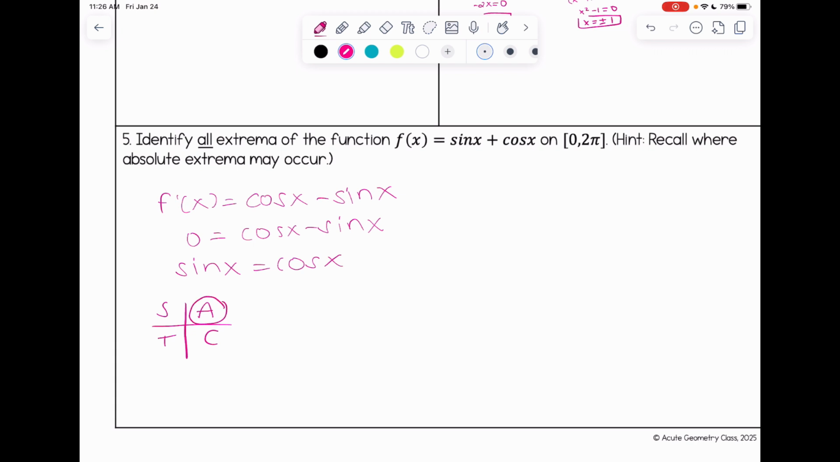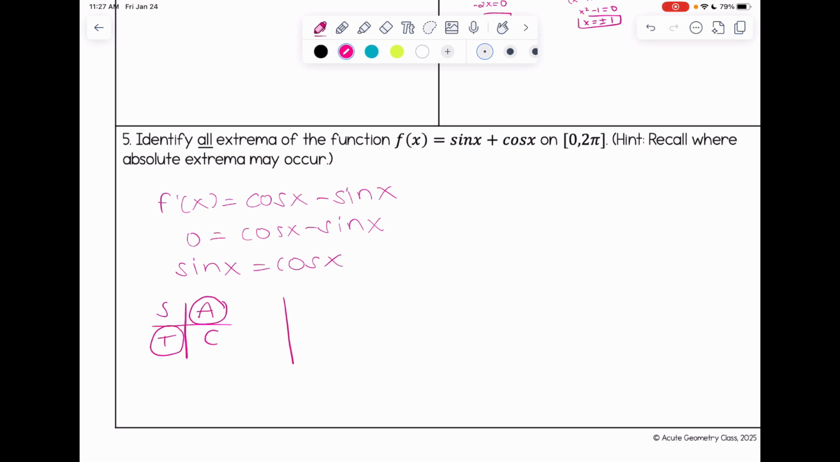So that could either happen in quadrant 1 or quadrant 3. Note, it cannot happen in quadrant 2 because sine is positive there, cosine is not. So again, we should have two answers, one in quadrant 1, one in quadrant 3.